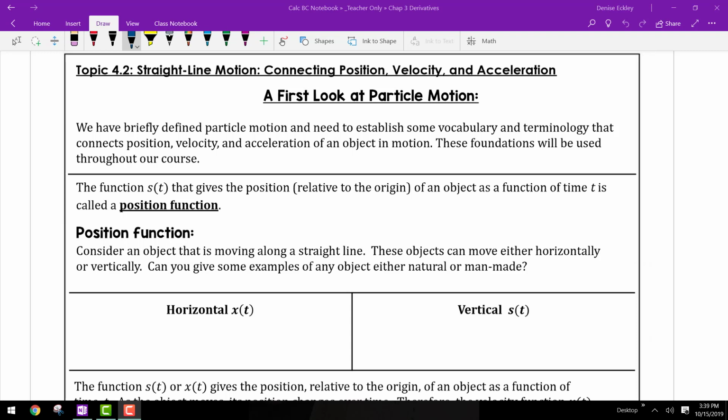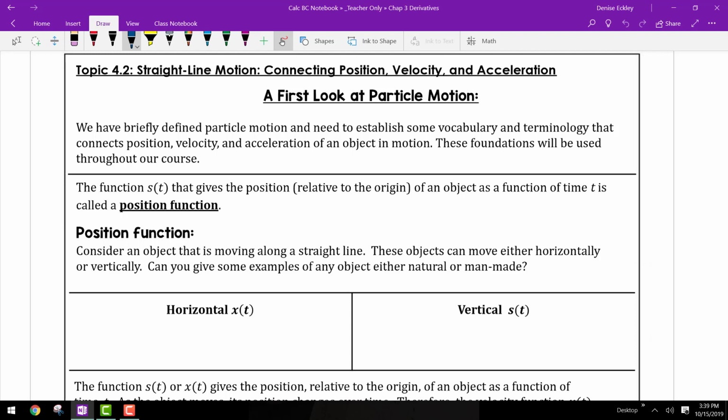So normally we use s of t to represent the position function relative to some origin or wherever it started from. And it's a function of time, and that is called the position function. So when you're talking about the position function, you want to think about an object that's moving along a straight line. Later on, if you go into a more pure science or engineering level, you'll talk about the motion of a particle that's moving along a curve. But we're not going to get into that at this level. So we're talking about moving along a straight line. These objects can move either horizontally or vertically.